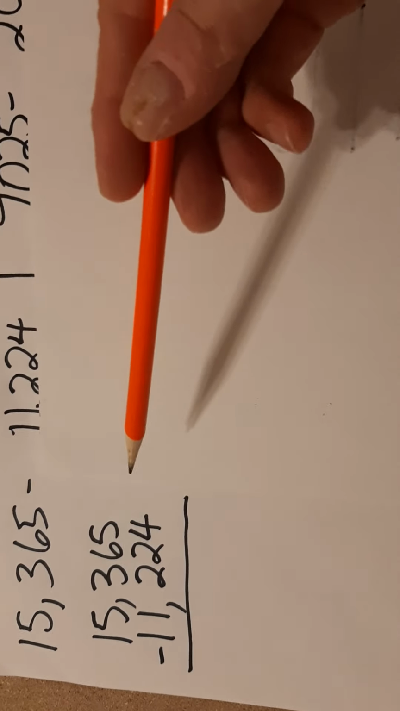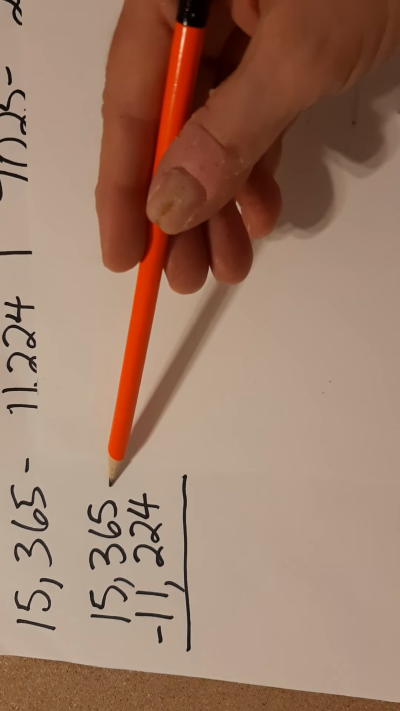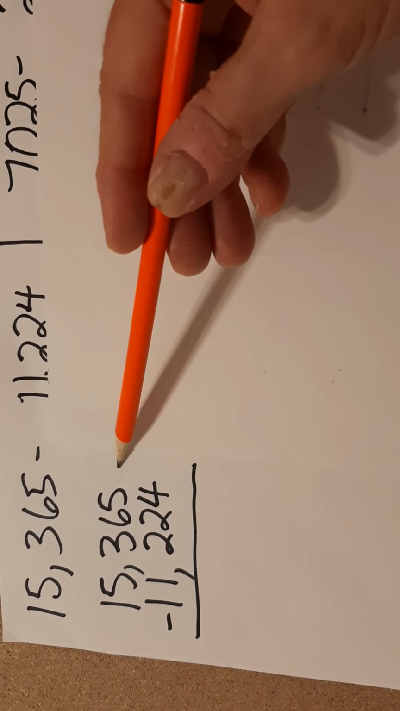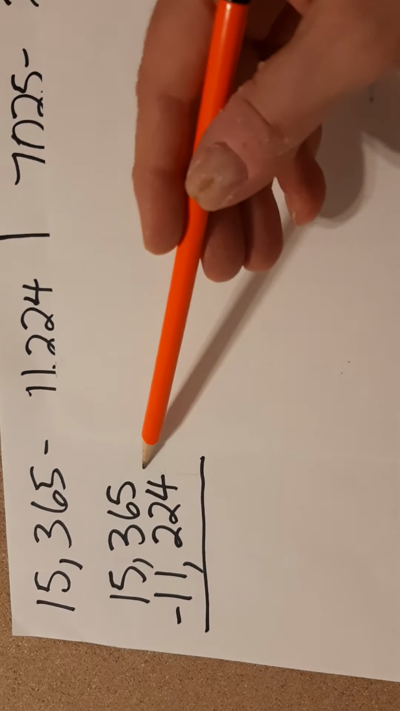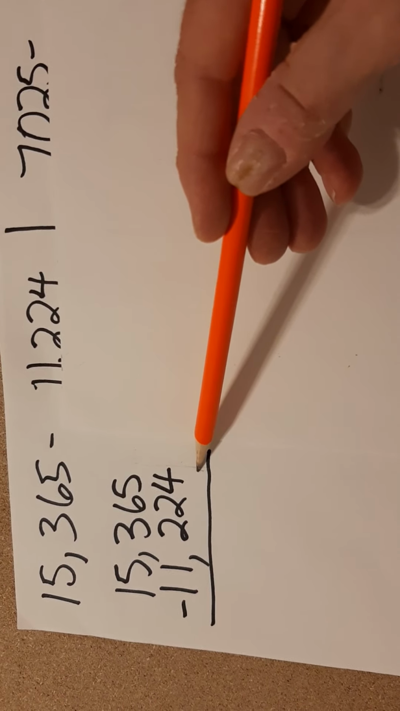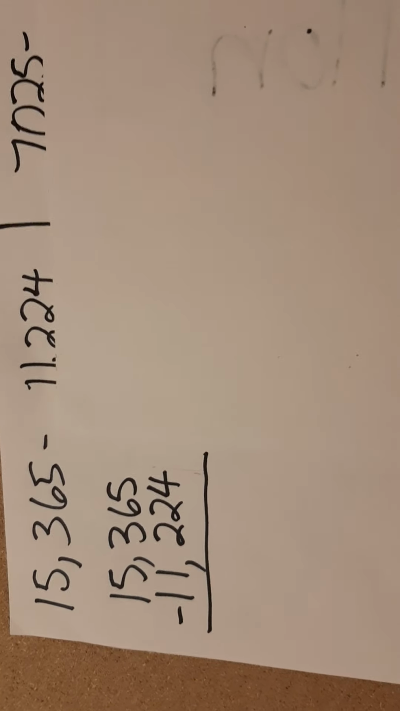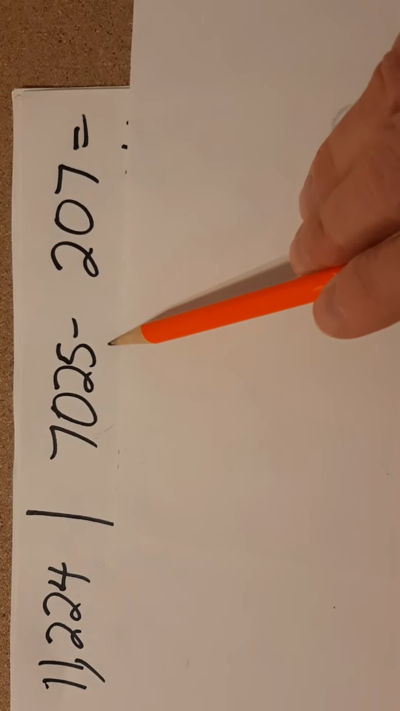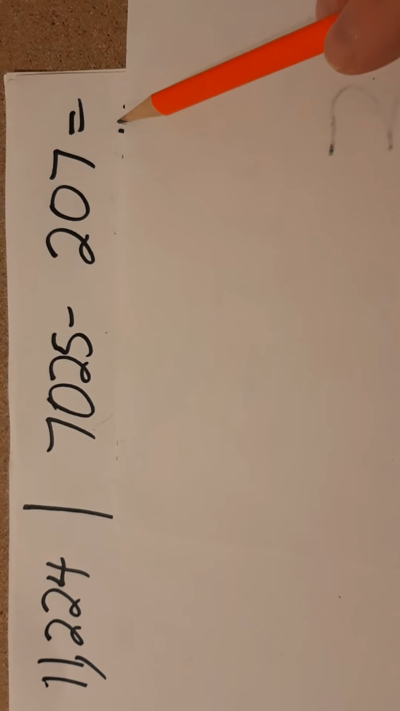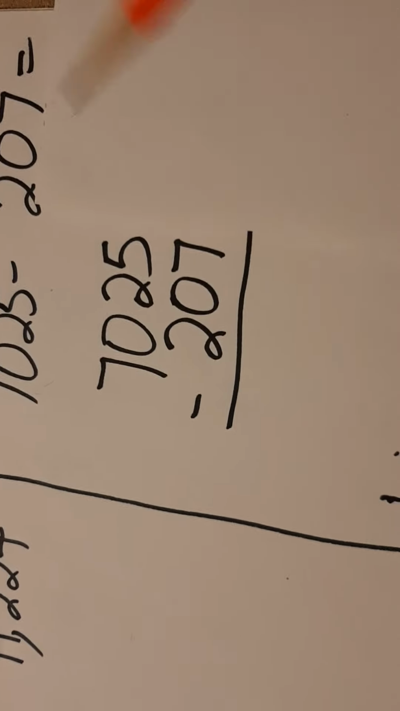Whenever you set up a subtraction problem, you have to line it up on the right. So this one's easy because it's the same number of digits in both numbers. So you would just line it up like that and solve it. This one over here is a little trickier though, because as you can see, there are 4 digits here and only 2 here. So you need to line that up like this.